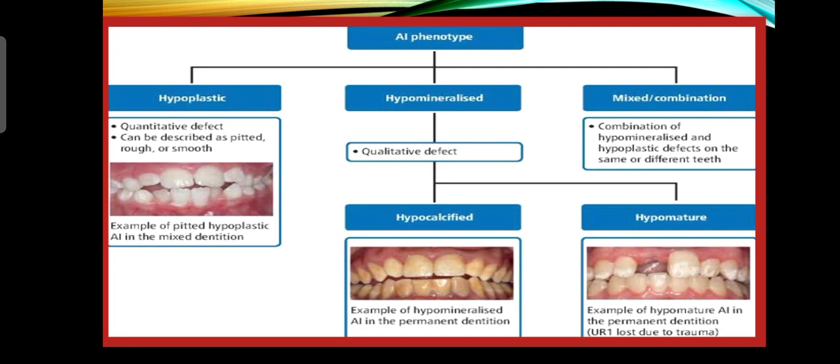In the hypoplastic type, the enamel is thinner than normal in focal or generalized areas, and the radiodensity of the enamel is greater than that of dentine. In the hypocalcified type, the enamel is of normal thickness but softer than normal and can be easily removed with a blunt instrument. The enamel is less radiodense than dentine.